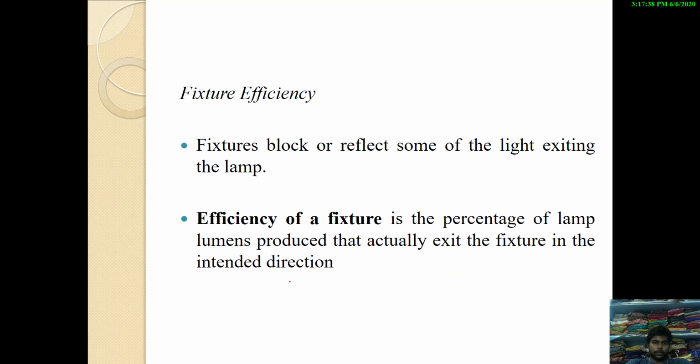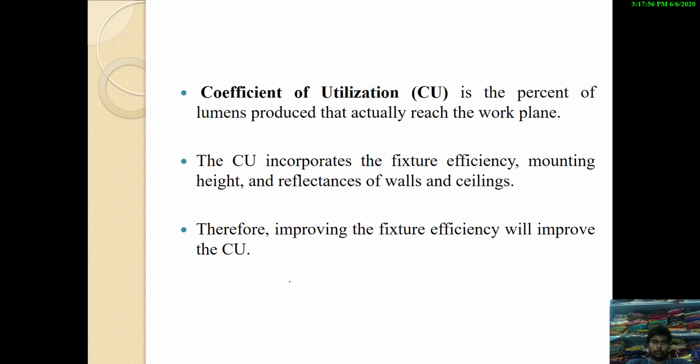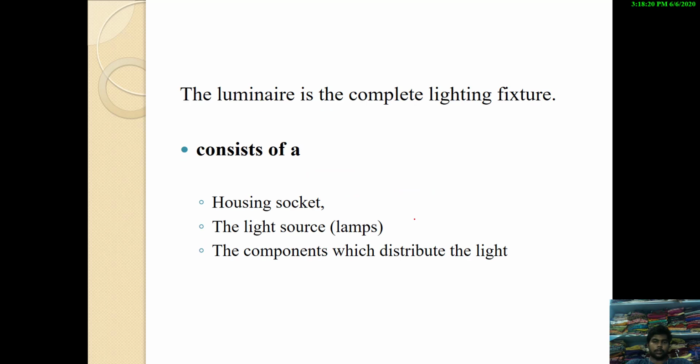Fixture efficiency: fixtures block or reflect some of the light emitted by the lamp. The efficiency of a fixture is the percentage of lamp lumens produced that actually exit the fixture in the intended direction. Similarly, we have the coefficient of utilization, that is CU, the percent of lumens produced that actually reach the work plane. The CU incorporates the fixture efficiency, mounting height, and the reflectance of walls and ceiling. Therefore, improving the fixture efficiency will improve the coefficient of utilization.